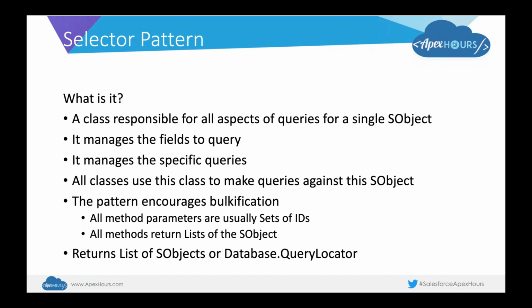But if you have a selector pattern in place, what you end up having is a single class that essentially takes ownership of queries around that SObject. The pattern, as I listed here, encourages bulkification, which is very huge in the world of Apex. It prescribes certain things, like the parameter should have sets of IDs and always return lists. But you can also utilize the selector pattern to return either lists of SObjects or even database query locators. So let me show you an example of what I'm talking about.